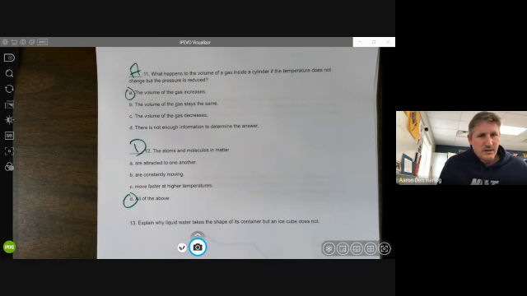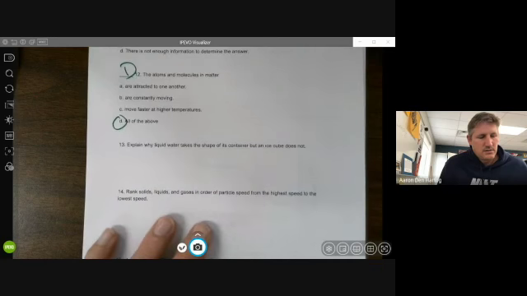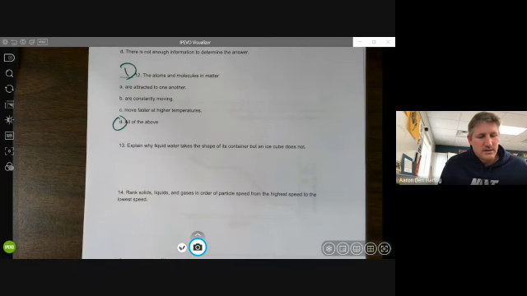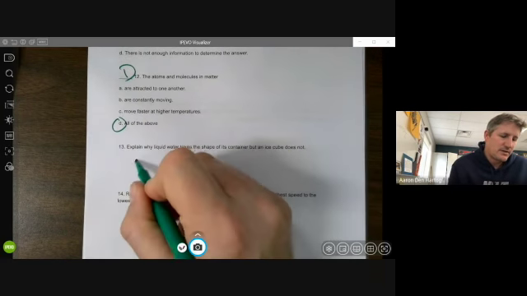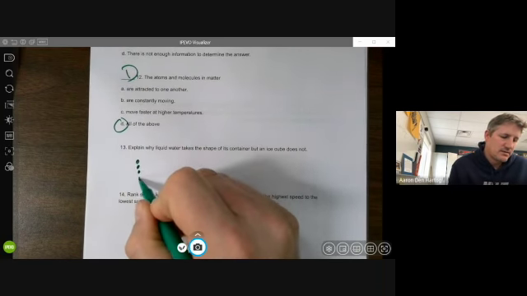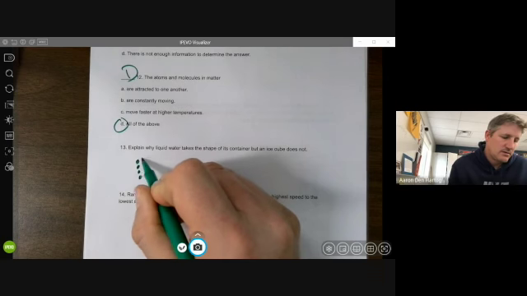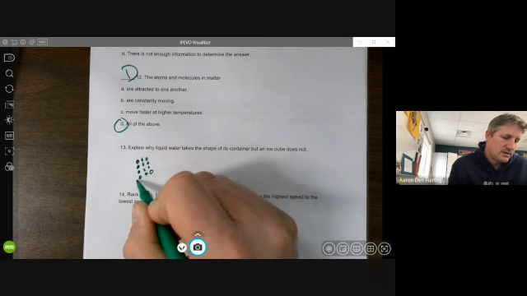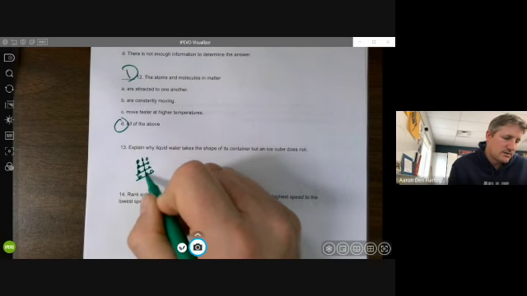Number 13. Explain why liquid water takes the shape of its container, but ice does not. Well, let's take a look at our particle models. So here is a solid. Solids are connected, right? So they can't move.